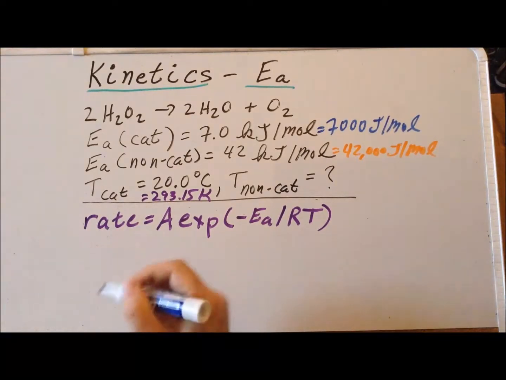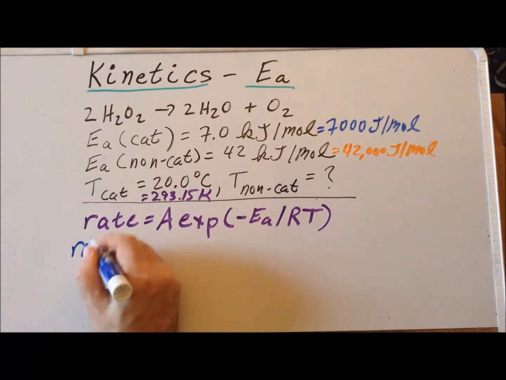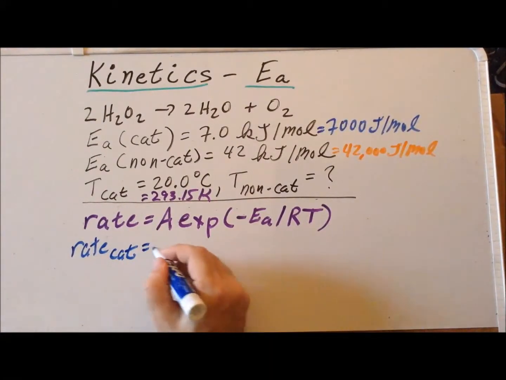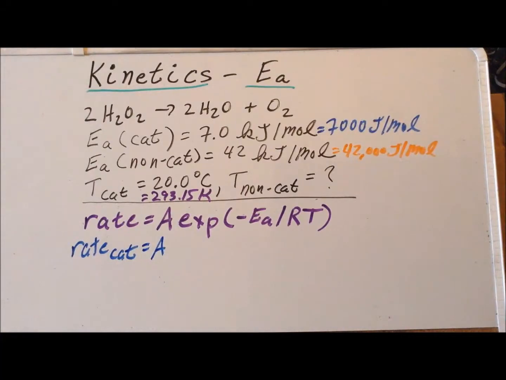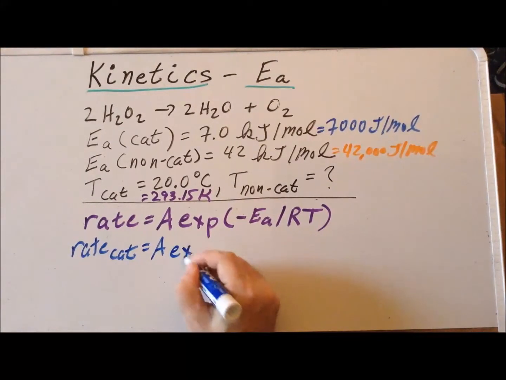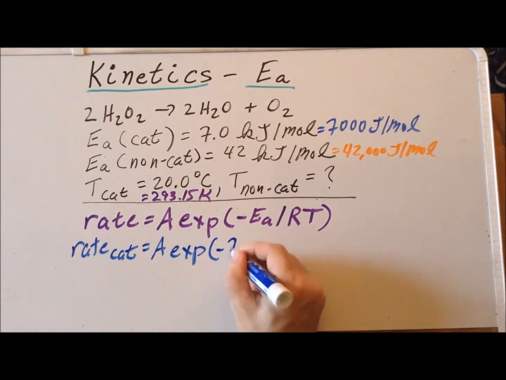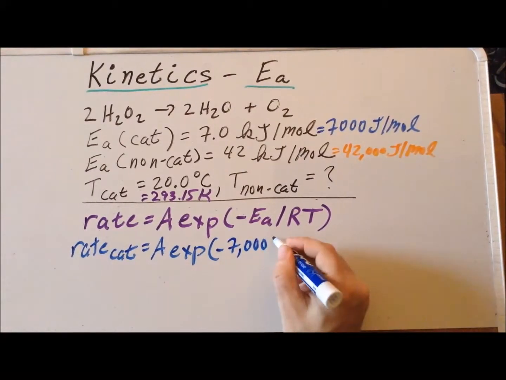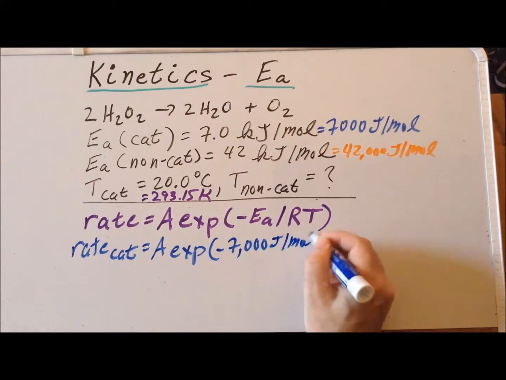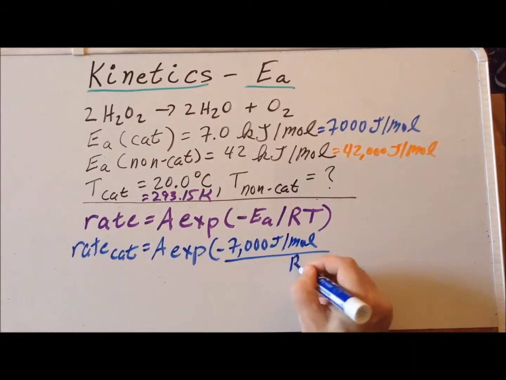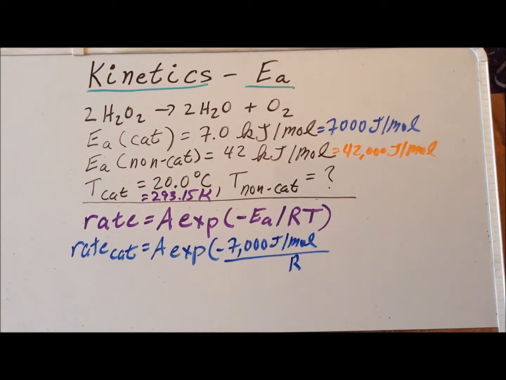Now, specifically for the catalyzed case, we can write the rate, rate sub cat, is equal to the pre-exponential factor, A, times the exponential, and here we put in the specific energy of activation, which for the catalyzed process is 7,000 joules per mole. And we divide it by the gas constant R, and the thermodynamic temperature, which is 293.15 Kelvin.